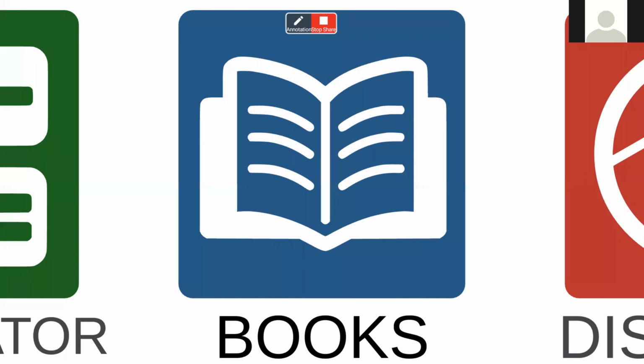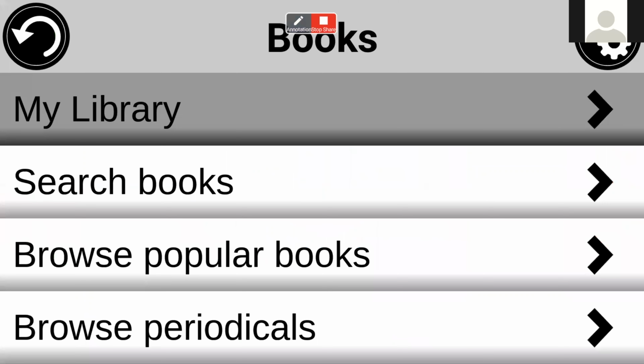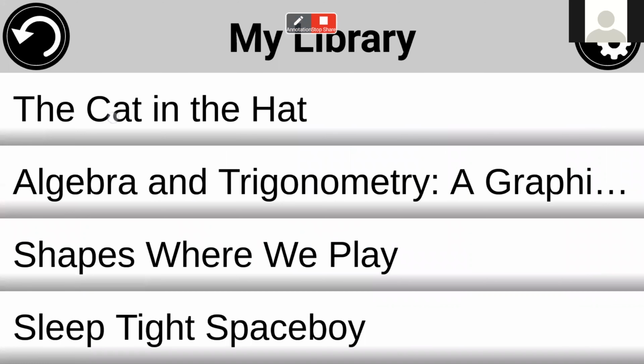Starting with Prodigy 4.3.0, it is now possible to select from 3 different reading modes in the Books application. Go to the Books application, open a book. So I will go in my library, The Cat in the Hat.